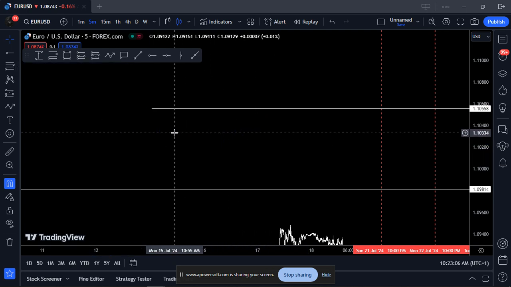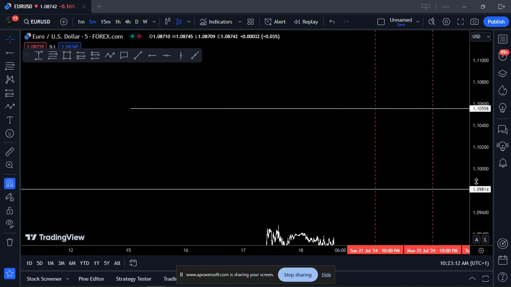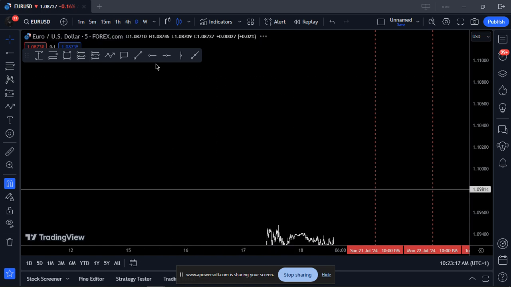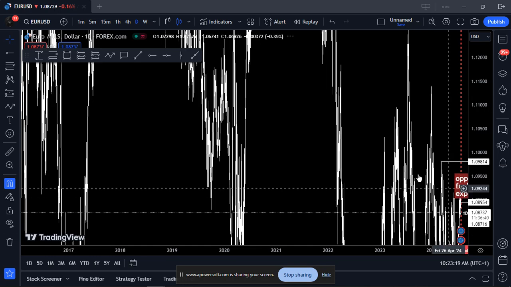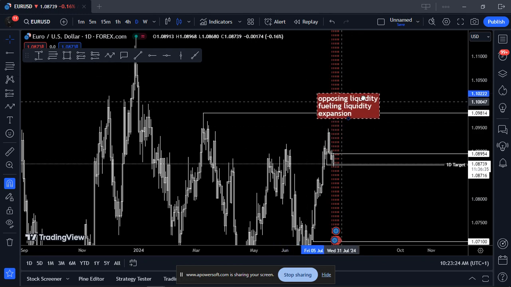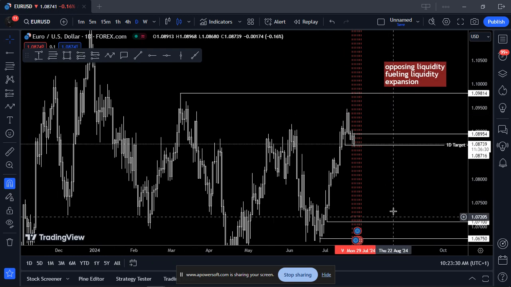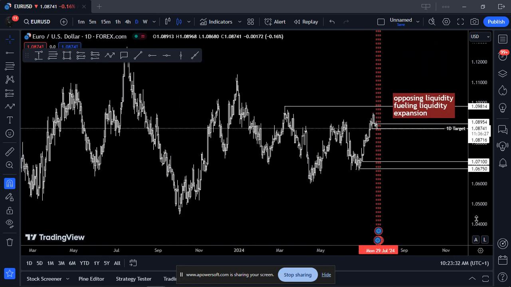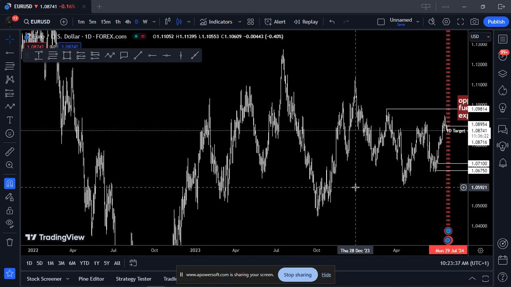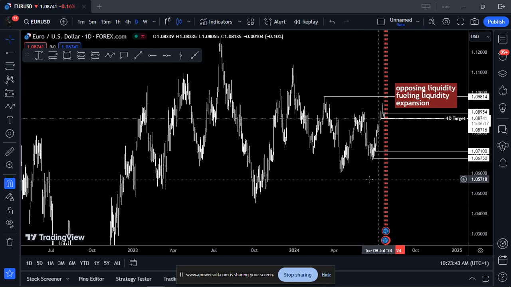So let us go to our chart and show you some live examples as it should be. This is the 1 day chart. Here's our Bible: opposing liquidity, fueling liquidity, expansion. So here's our 1 day chart. What happened here? Okay, I'm trying to get the hang of it.